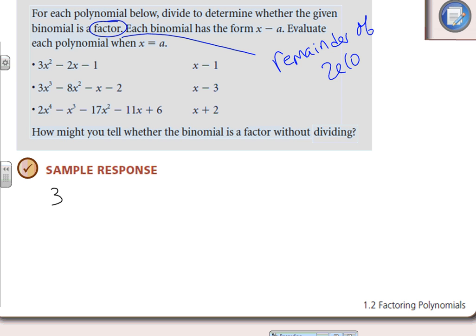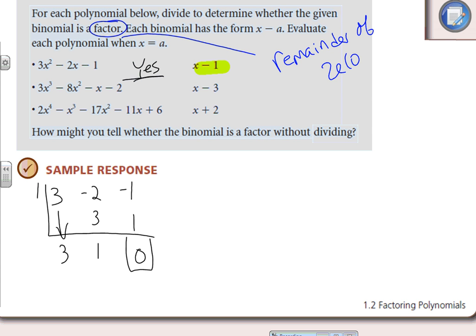So 3, -2, -1. Box that in. And remember, we are not using -1. We're using the additive inverse of a +1. Bring down the 3. 1 times 3 gives me 3. Add 1. 1 times 1 gives me 1. Add 0. The last number is our remainder. We were looking for a remainder of 0. I've got a remainder of 0, so yes, the first one is a factor.